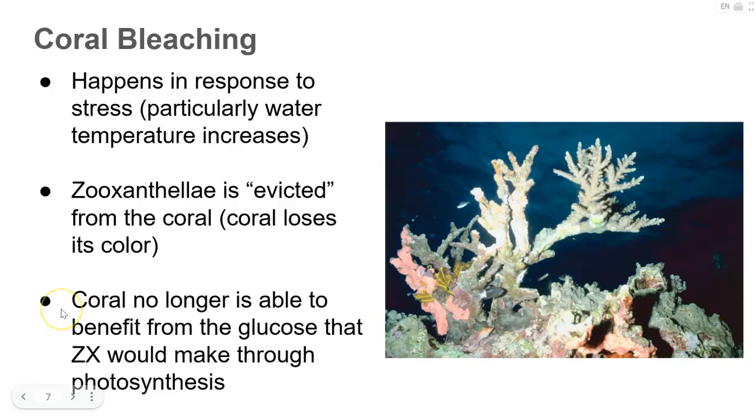As a result, the coral is no longer able to benefit from the glucose that the zooxanthellae would make through photosynthesis. So this ends up making the coral more vulnerable, and basically the coral ends up dying or getting bleached.